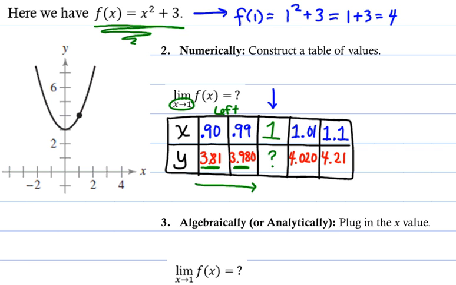From the right, and this is the right because they're numbers bigger than 1, and they're on the right. When I'm coming from this direction, as I get closer to 1, my y values are actually getting smaller a little, and they're also getting closer to the number 4. So this is how you do limits from both sides. This is called a two-sided limit, and that is how we use tables.